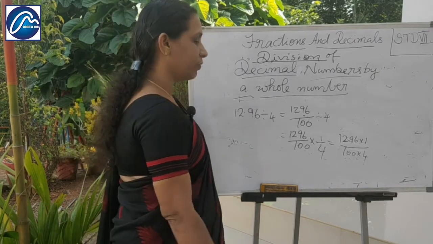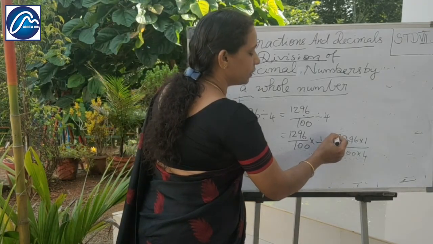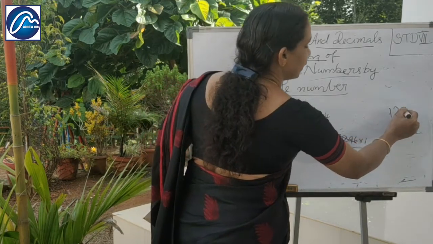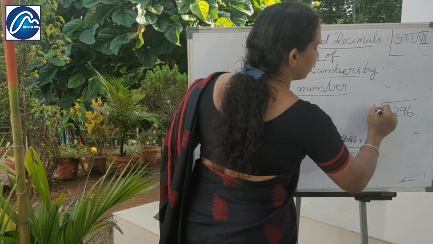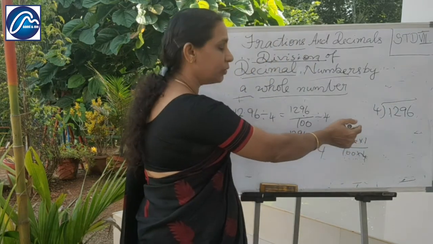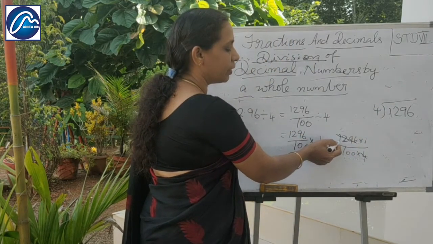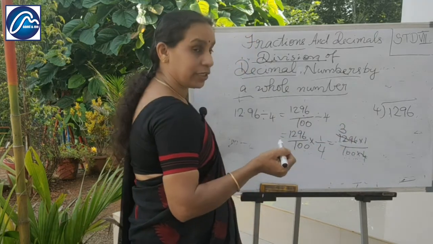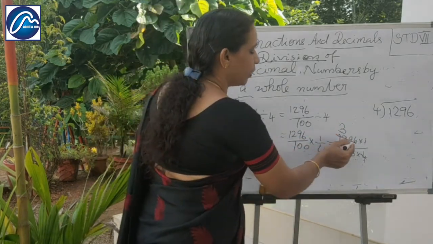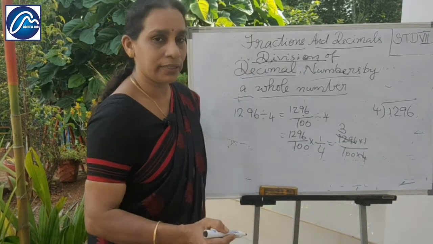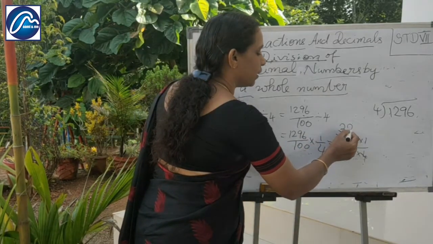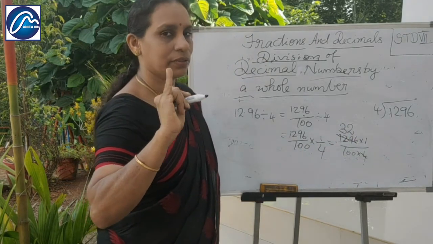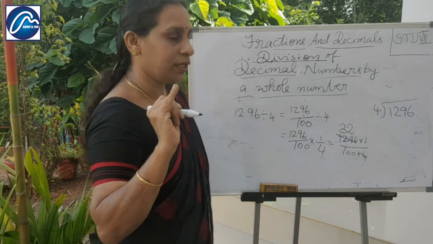We can divide 1296 by 4 here itself. Let me see how. When we divide 1296 by 4, we will start from here. So I am starting from here. 1 no 4. 12: 3 4s are 12. Okay, 3 4s are 12. And how many 4s are there in 9? 2 4s are 8. Then 1 is the remainder. In 9, 2 4s are there and 1 is the remainder.